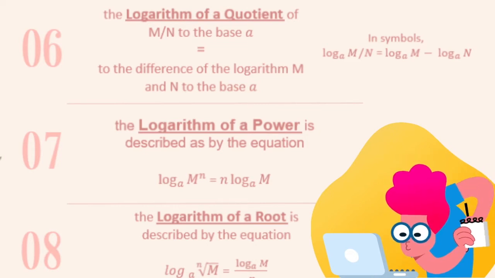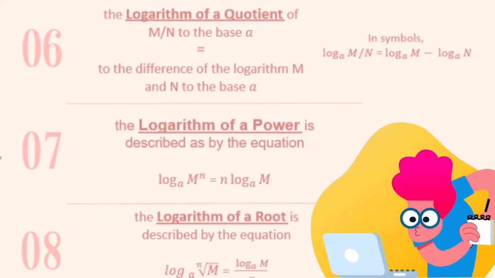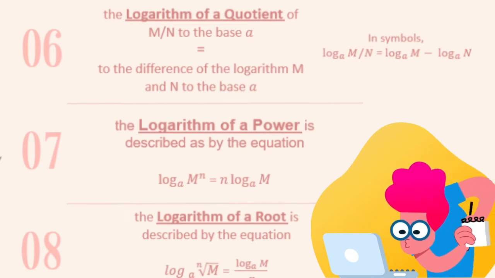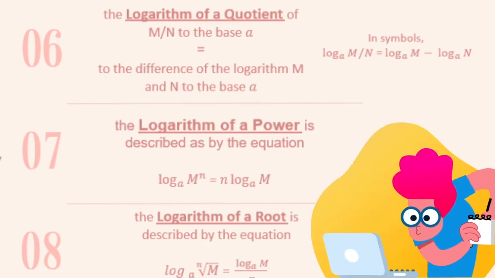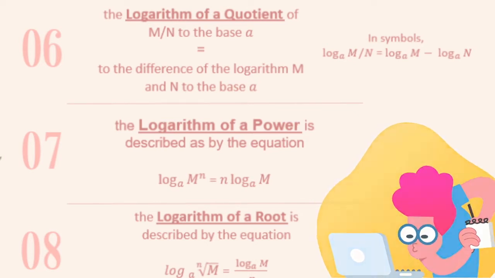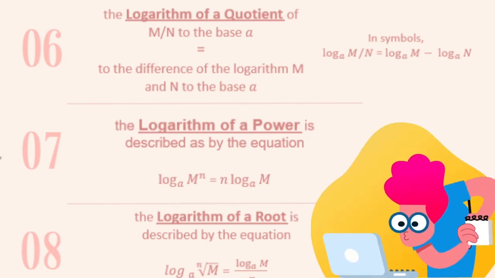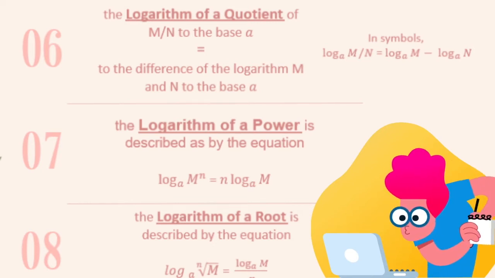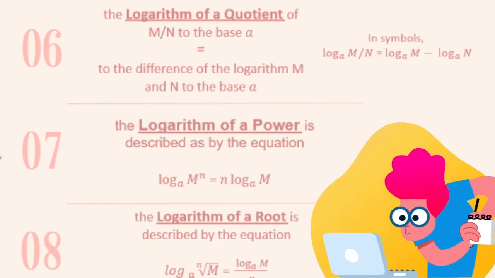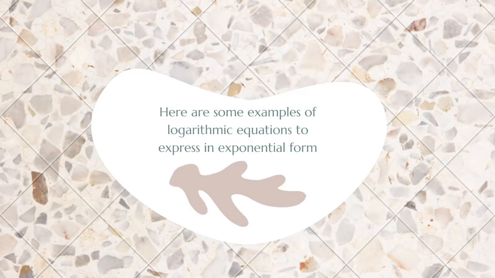7. The logarithm of a power is described by the equation: logarithm to the base a of m to the power of n is equal to n times the logarithm to the base a of m. And the last one, the logarithm of a root is described by the equation: logarithm to the base a of the nth root of m is equal to the logarithm to the base a of m divided by n. At this point, let us now try to apply these properties in expanding and simplifying logarithmic expressions.